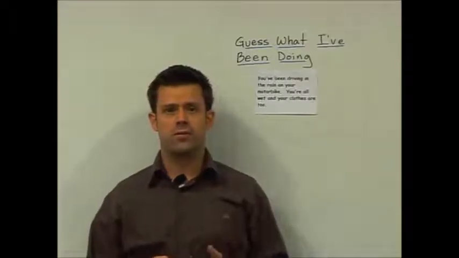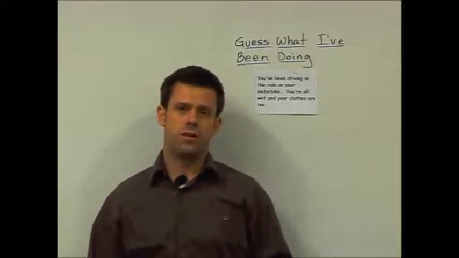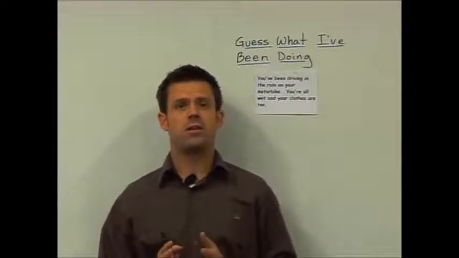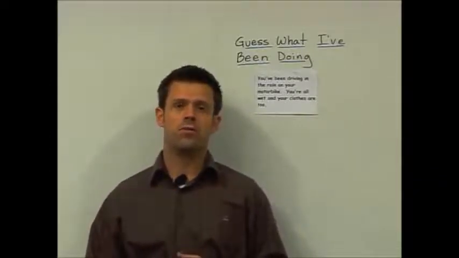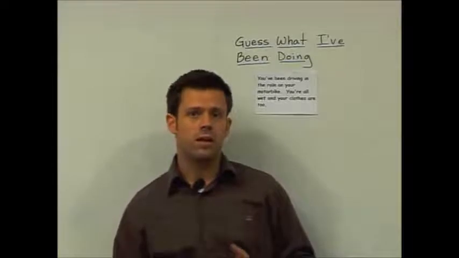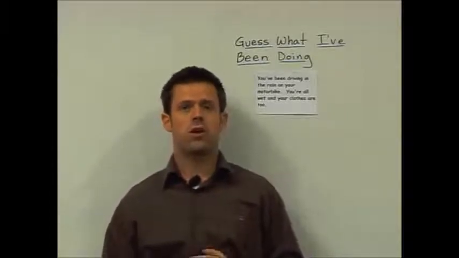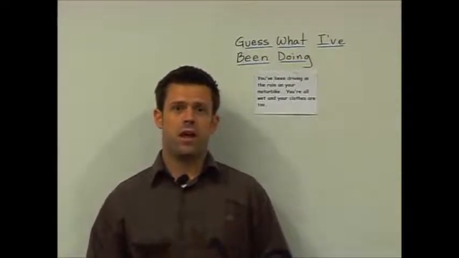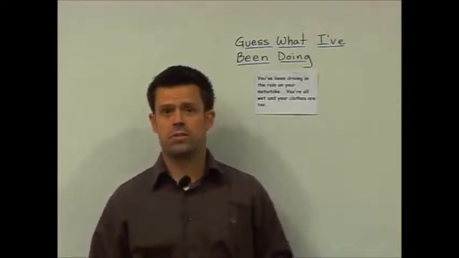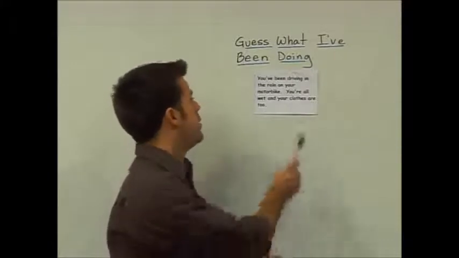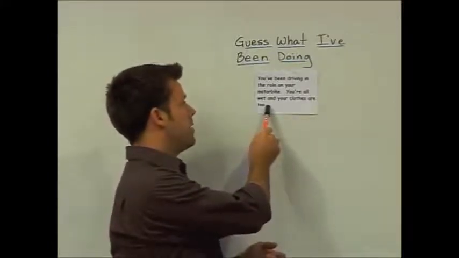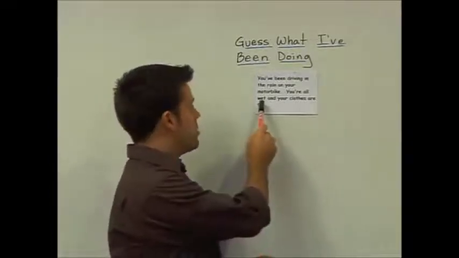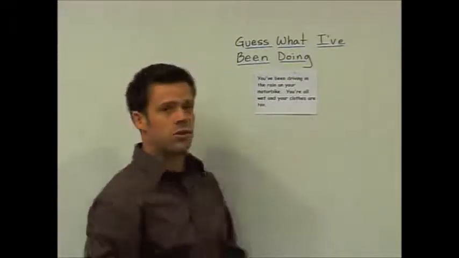Now here's a teaching idea for the present perfect continuous tense. If you remember, we use this tense to talk about actions that had been continuing up until the present moment or very recently. In this activity, you'll be giving a student a card. That card will include the past activity as well as some results. This card says, "You've been driving in the rain on your motorbike. The results are, you're all wet and your clothes are too."